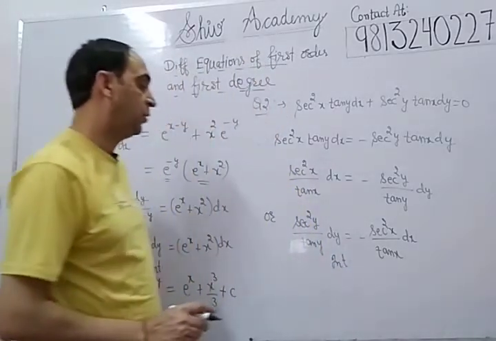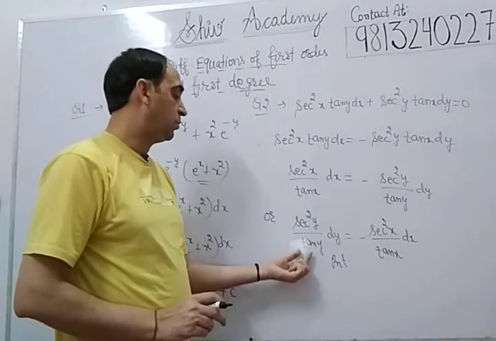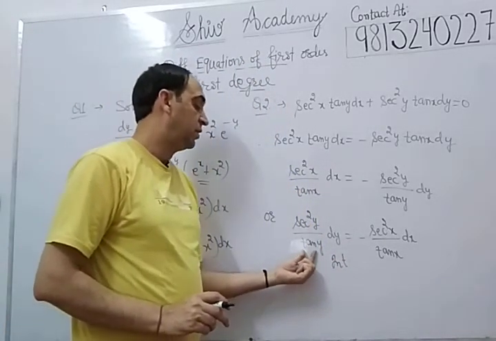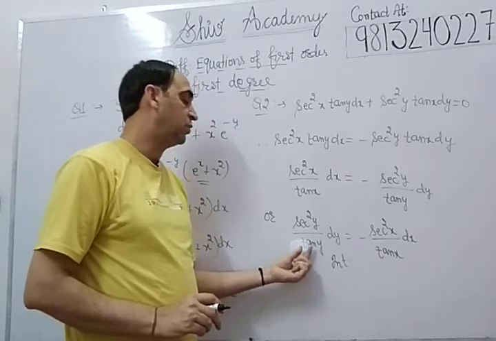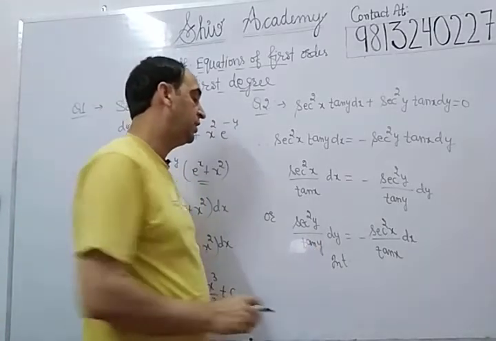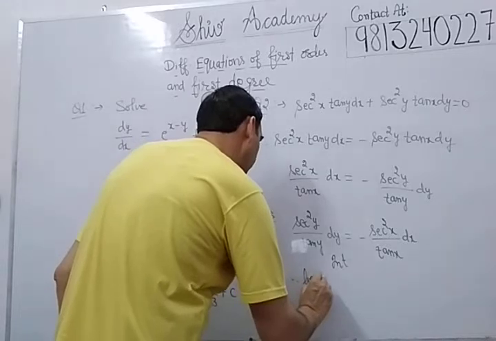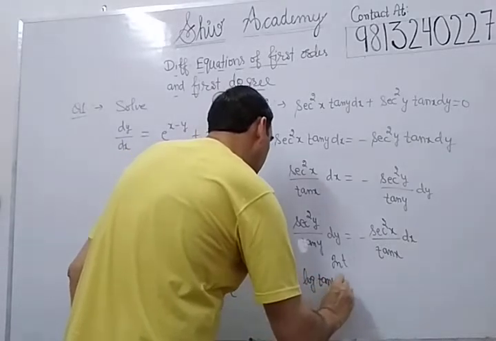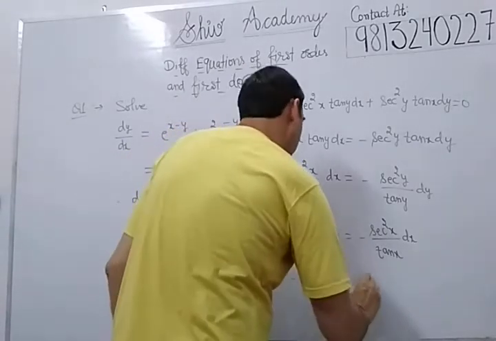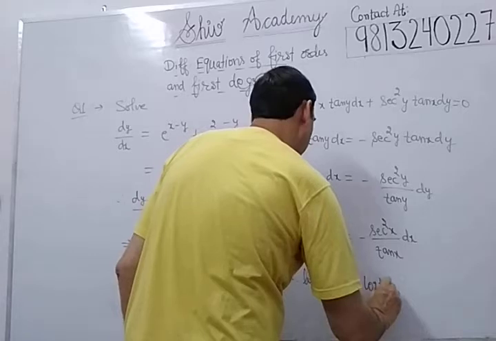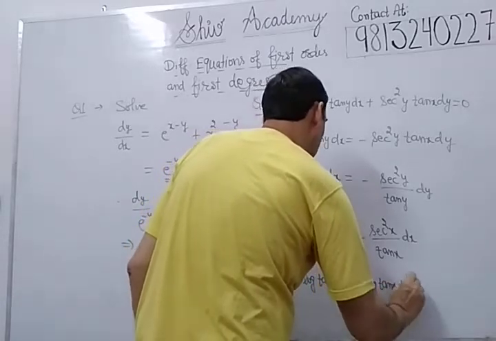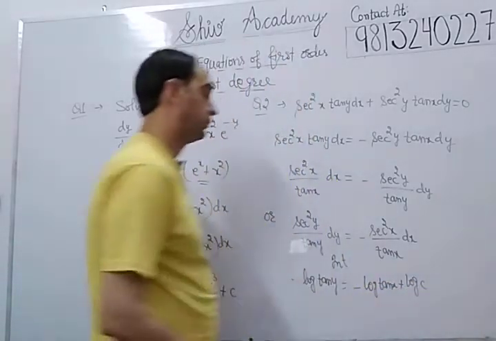If we look at this problem, if we integrate, tan y is there. So if you put tan y equal to t, we get sec square y dy equal to dt. So it is dt by t, so log t. So you get log tan y is equal to minus log tan x plus log c.